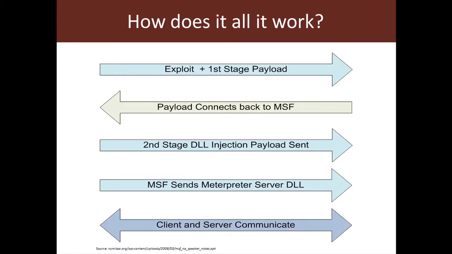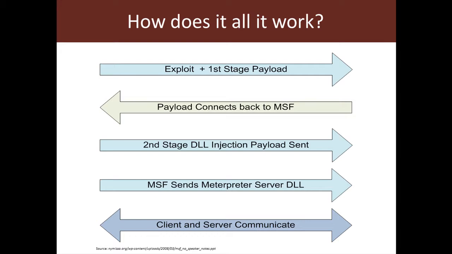So how does this all work? Well, very interestingly, once the exploit succeeds, the first stage payload is executed. The payload now connects back to the attacker's MSF instance, and the MSF instance goes ahead and sends the second stage, which is responsible for the DLL injection. It also sends the Metasploit server-side DLL, which is required on the victim.